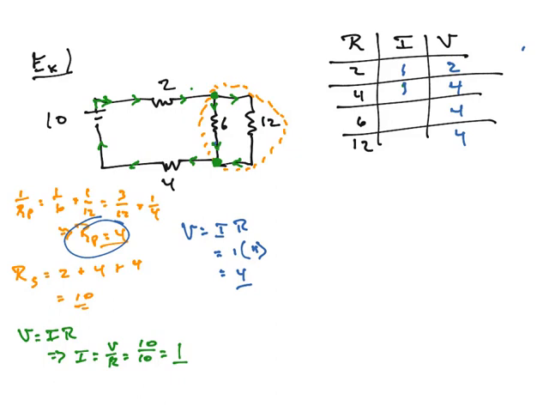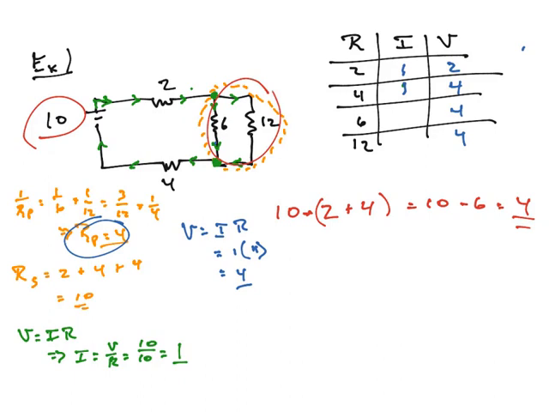Look at this. I know there's 10 volts to drop in this circuit, and I have to drop all of it. The first resistor, 2, drops 2 volts. The 4 resistor at the bottom drops 4 volts. How much did I have to start with? I had 10. So I started with 10, and then I dropped 2, and then I dropped 4. So 10 minus 6, I'm left with 4 volts. Thus, this parallel set has to drop that 4.